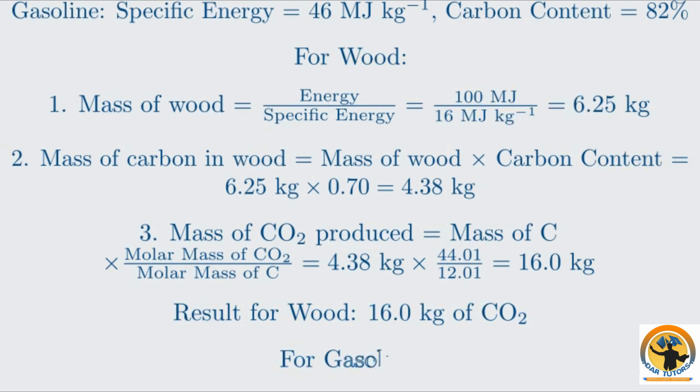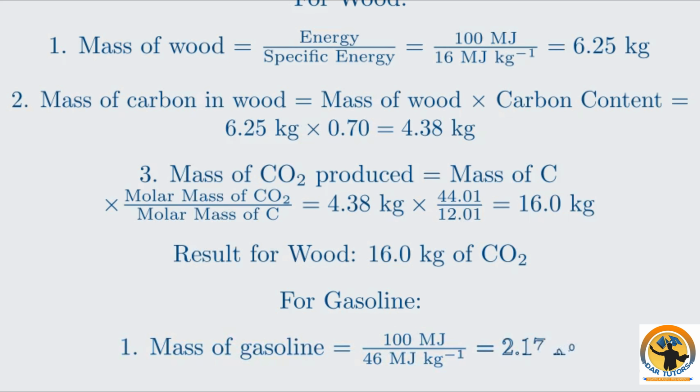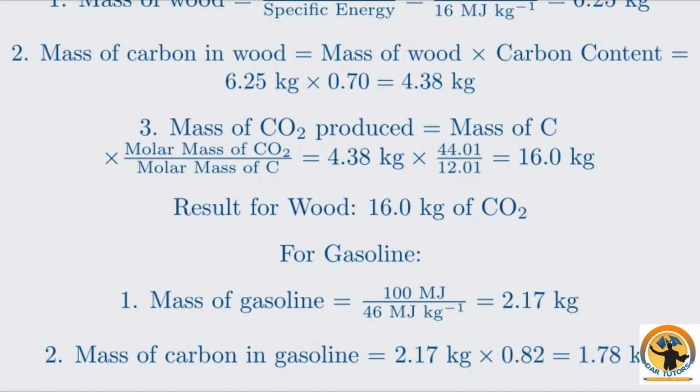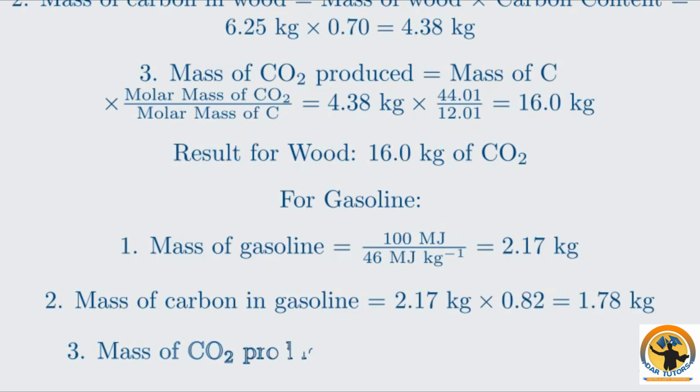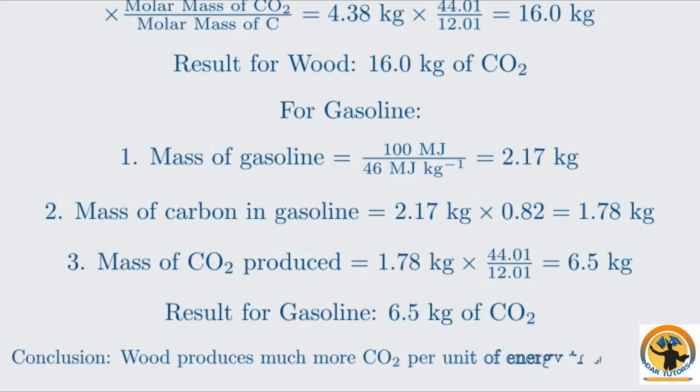We'll do the same calculation for gasoline. For gasoline, we find we need 2.17 kilograms of fuel to get 100 megajoules of energy. Multiplying by the 82% carbon content gives us 1.78 kilograms of carbon. Then we use the same molar mass ratio to find the mass of CO2, which comes out to 6.5 kilograms. By comparing the results, we see that wood produces much more CO2 per unit of energy than gasoline.